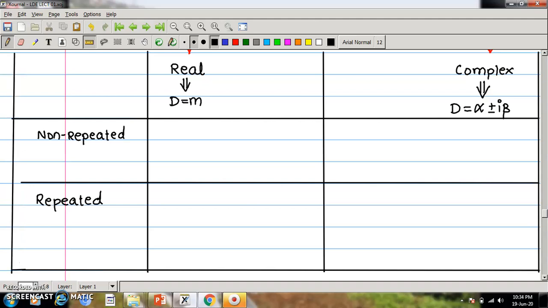So these are the standard cases that we are going to discuss right now. So first, if roots are real and non-repeated, then the complementary function will be exponential. So we take the non-repeated root into the independent variable. Since the root is non-repeated, meaning it appeared only once, we take only one arbitrary constant.